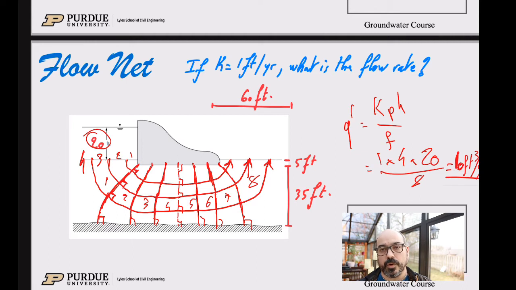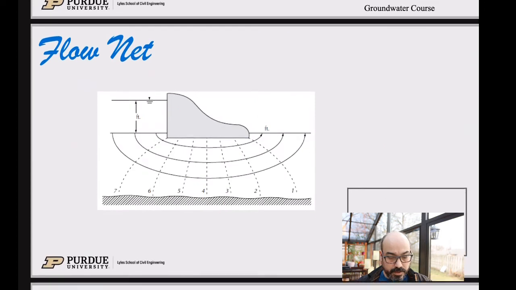Again, here it's more obvious what it is. It's per foot of dam. So if the dam is a low head dam across a small river that's say 100 feet across, that's 100 times 10 cubic feet per year that goes under that dam. So pretty quick and easy calculations.